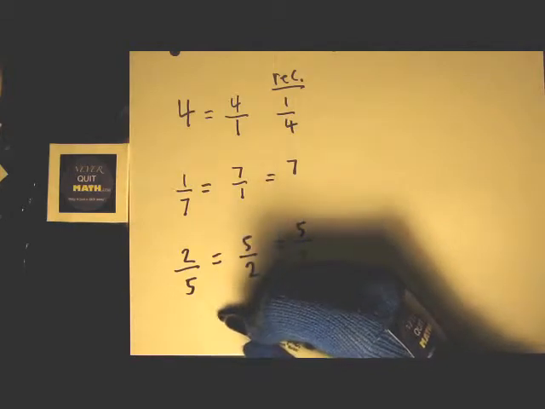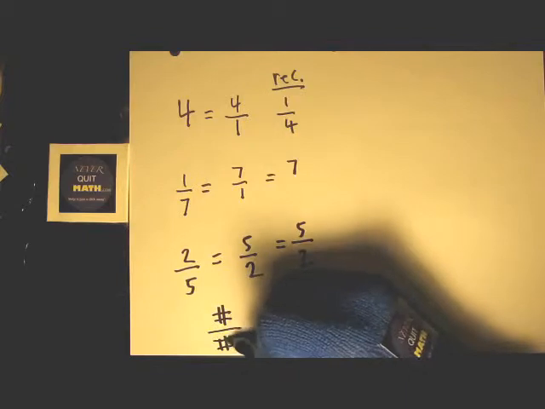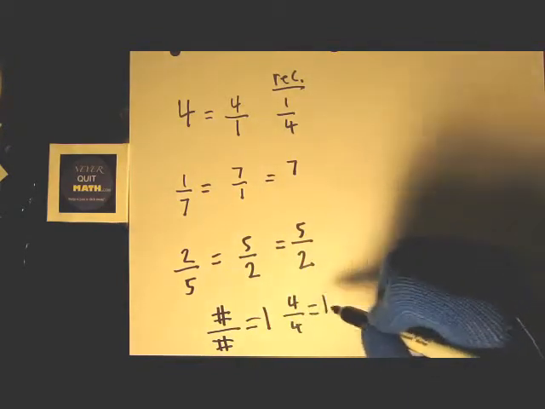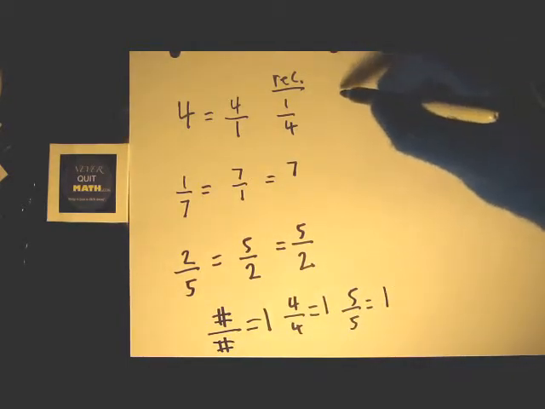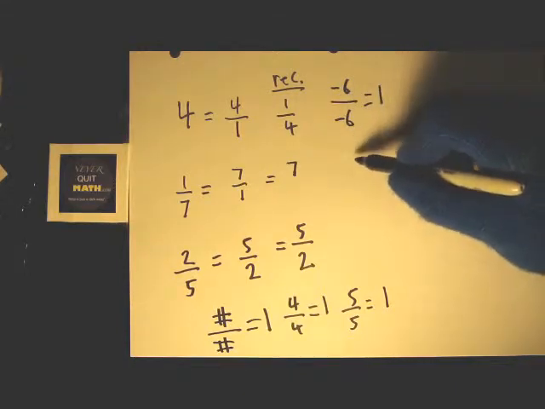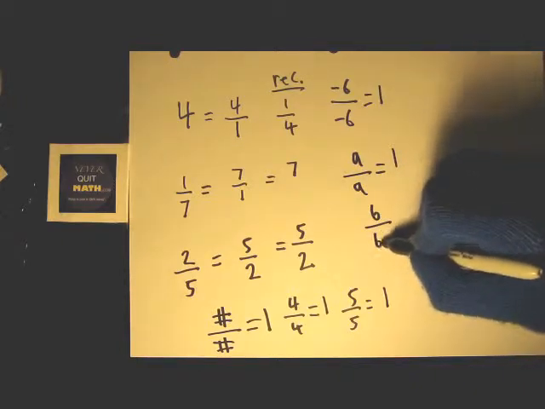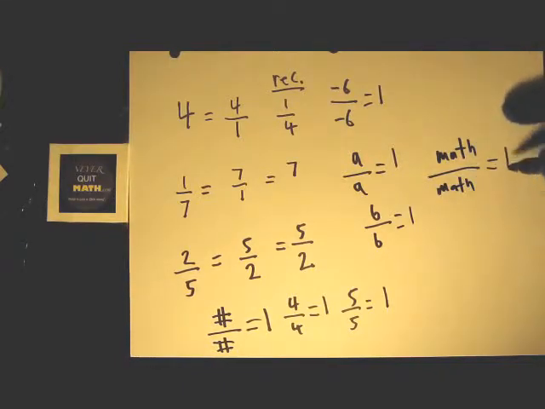And what you have to keep in mind when you're doing this multiplication is that any number over the same number is equal to 1. What do I mean by that? 4 over 4 is equal to 1. 5 over 5 is equal to 1. Even, let's just say, negative 6 over negative 6, that's equal to 1. Even if you have letters, A over A is equal to 1. B over B is equal to 1. Math over math is equal to 1. So that's the simple thing.